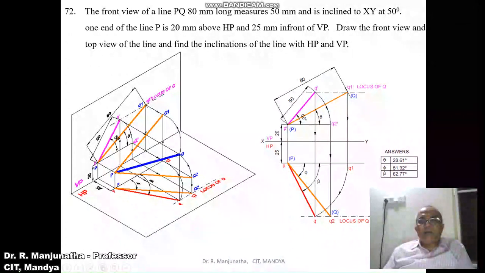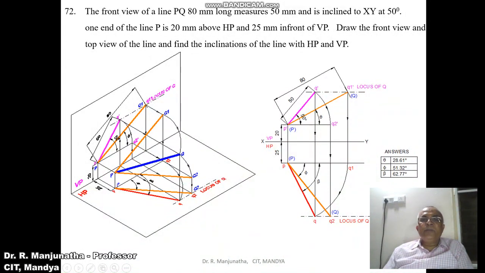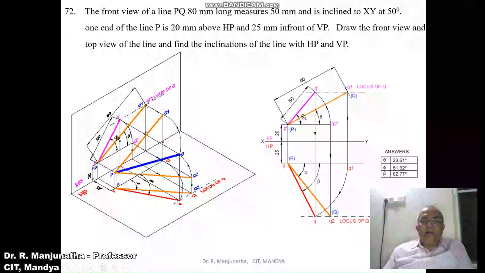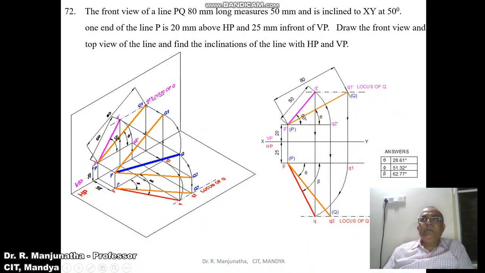Now that is what we have shown in the orthographic view also, with P dash as center. P is above HP by 20 mm and P is in front of VP by 25 mm. So we got this P dash and P.